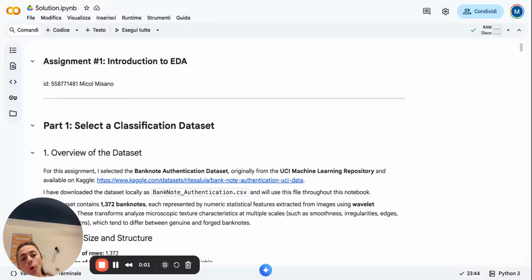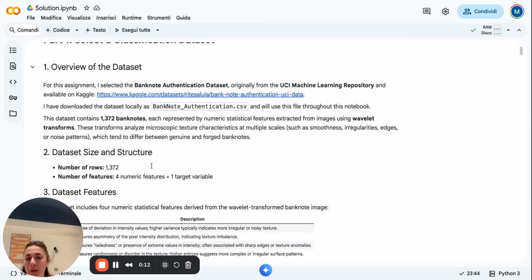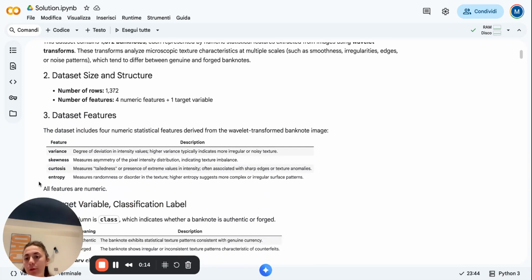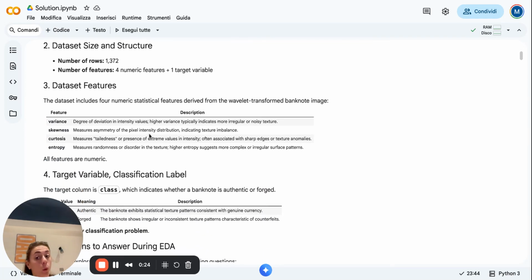In this video, I'll walk you through my exploratory data analysis of the banknote authentication dataset. It's a dataset that contains 1,372 banknotes. Each one of them is identified by four main features, which are variance, skewness, kurtosis, and entropy. And the goal is very simple: it was to classify banknotes as authentic or forged.